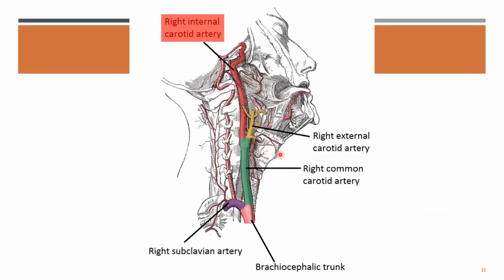Okay, again, the brachiocephalic trunk at the right side gives off your subclavian artery and your right common carotid artery. The vertebral artery comes from the subclavian artery. The internal carotid artery comes from the common carotid artery.